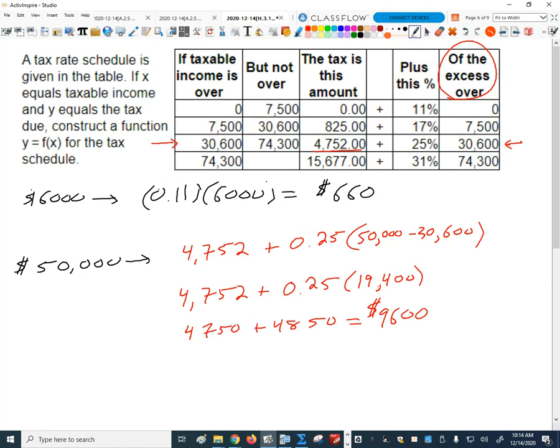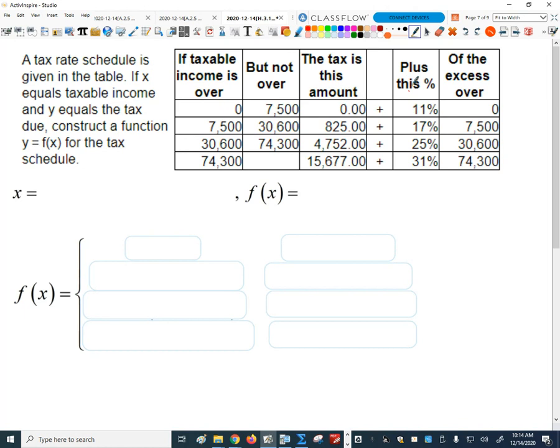Okay, everybody good with that? So let's set up our piecewise function then. So first, we've got 4 pieces to this function, right? Because there's 4 different behaviors in this tax table. So what's going to be the equation for the first piece? What are we going to get for that?